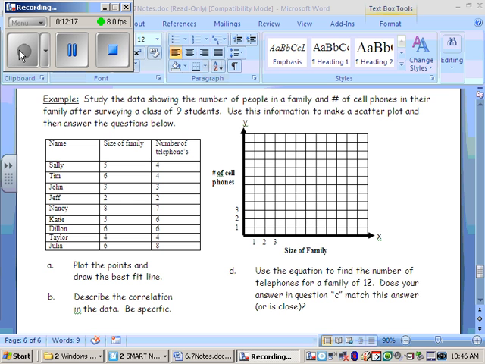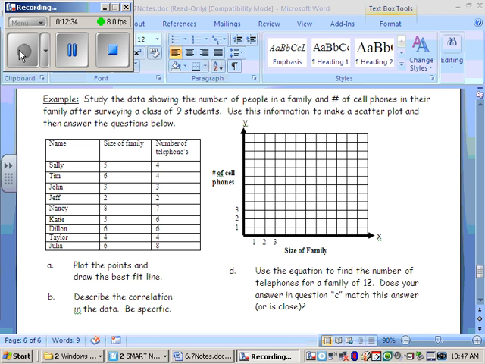In this example, it says to study the data showing the number of people in a family and number of cell phones in their family after surveying a class of 9 students. We will then use this information to make a scatter plot and then answer the questions below.